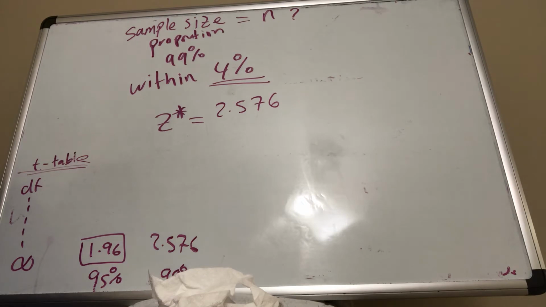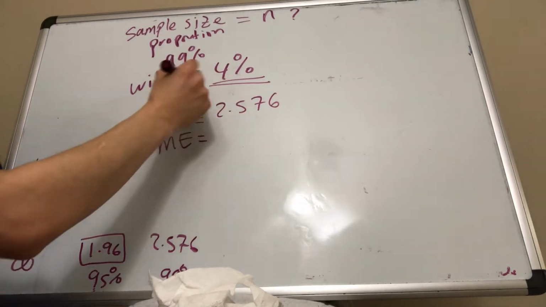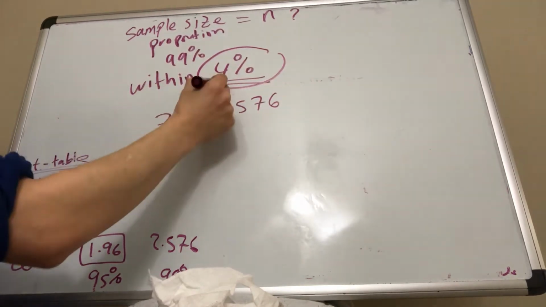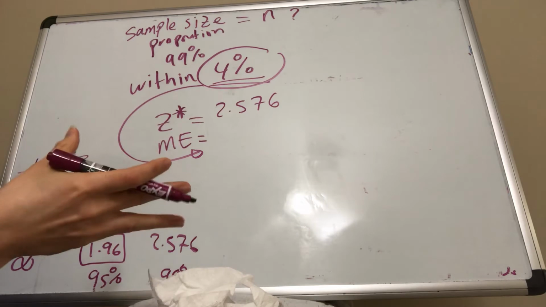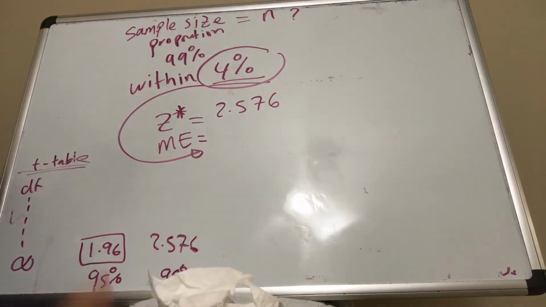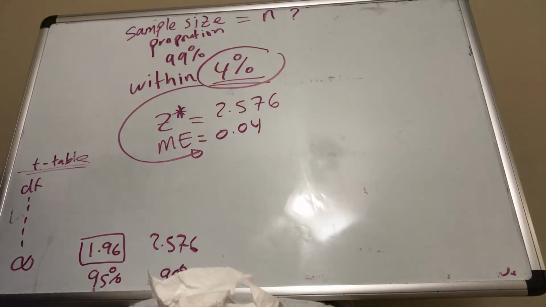What's your margin of error? Margin of error in this case would be whatever they give you after the within. Within means plus minus, and we know what comes after the plus minus is the margin of error, so your margin of error would be 4%. And then they say, what's the sample size?